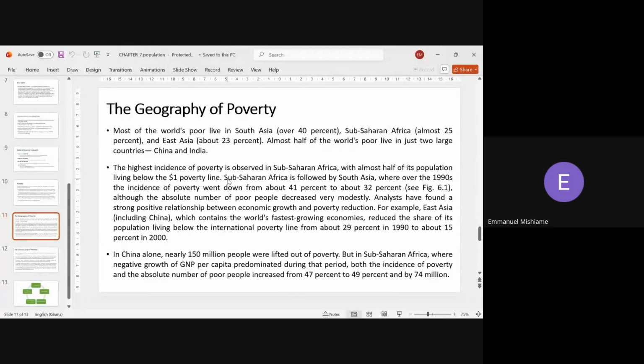Now, Sub-Saharan Africa is followed by South Asia, where over the 1990s, the incidence of poverty went down from 41% to about 32%, although the absolute number of poor people decreased very modestly. So Southern Asia, although they follow us in terms of poverty, are gradually alleviating their citizens out of these levels of poverty.